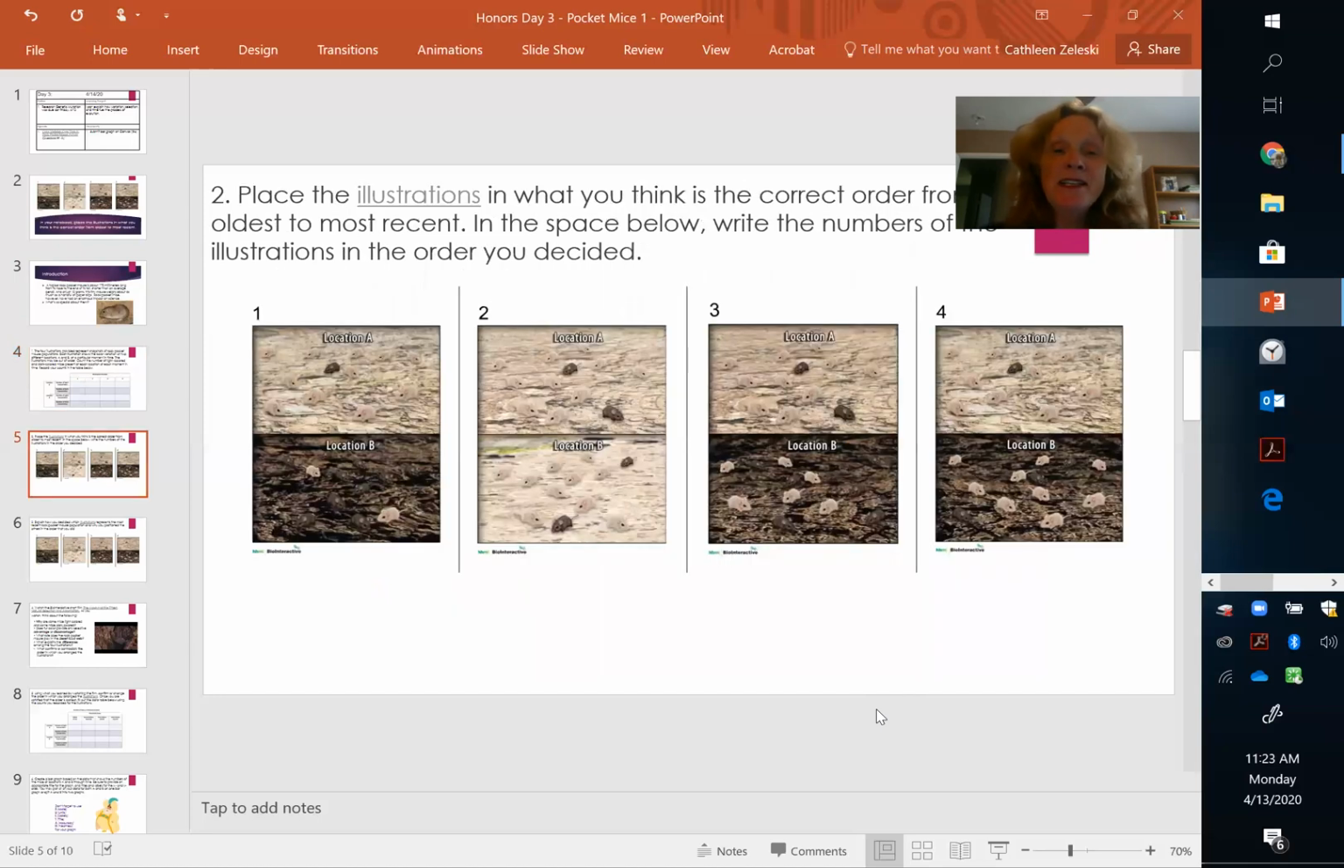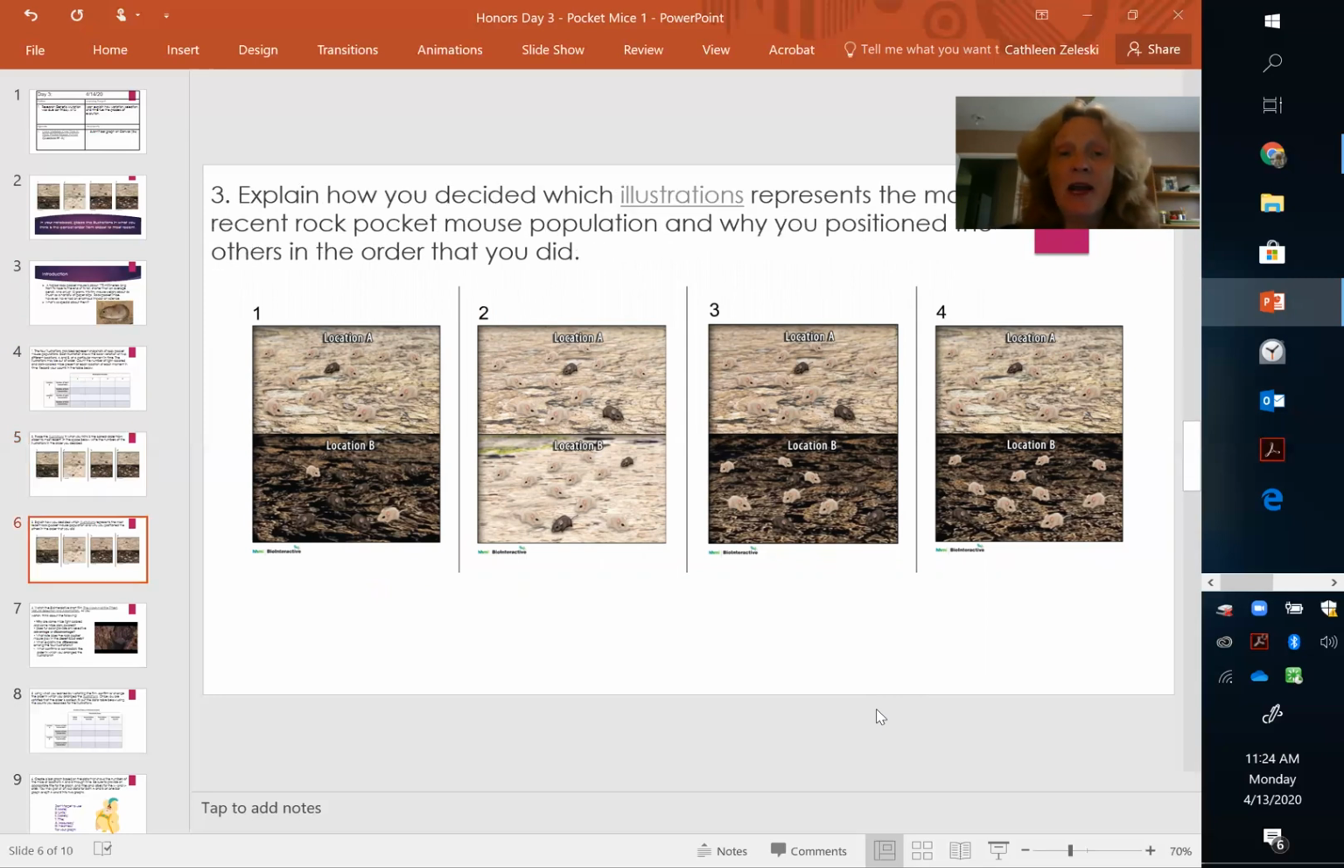Okay, so when you place the illustrations in what you think is the correct order from the oldest to the most recent, in that space below, you wrote the numbers in the order in which you decided, okay? So now if you're explaining how you decided the illustrations representing, and let me move my picture even though it won't move for you.